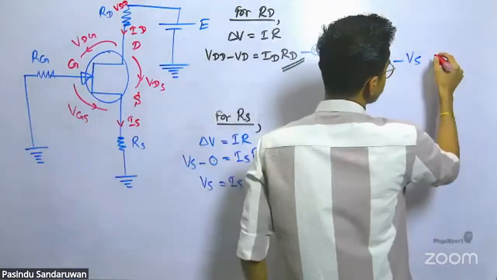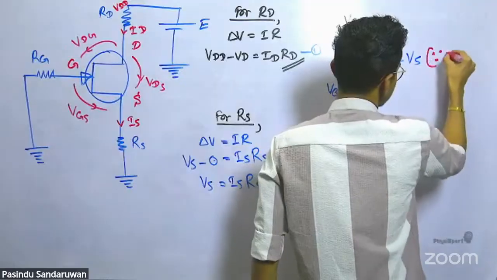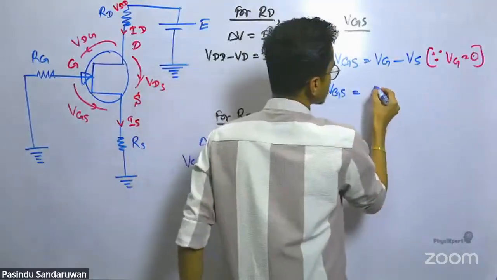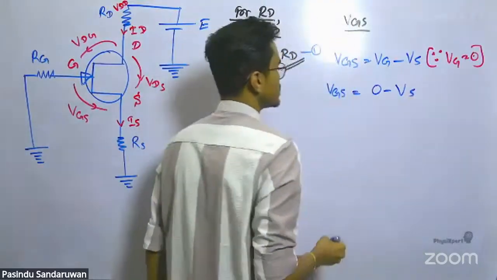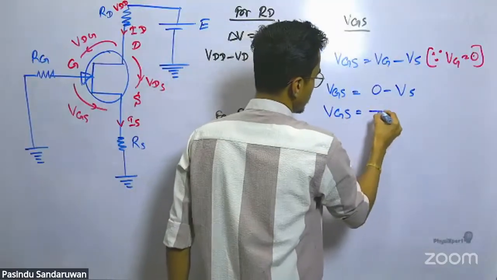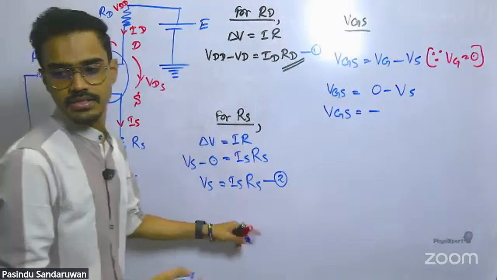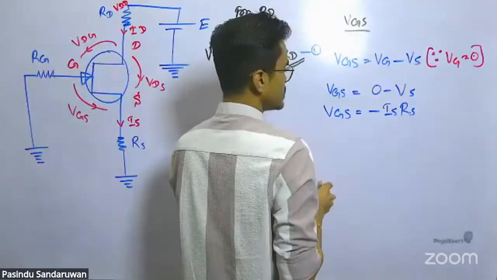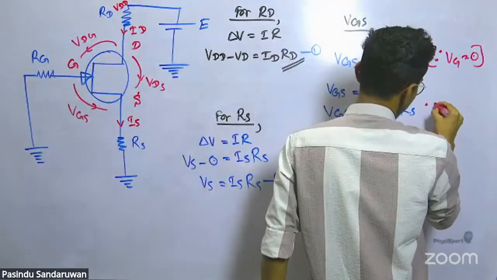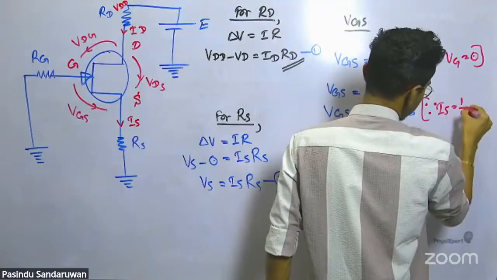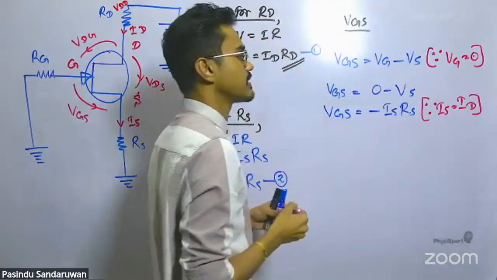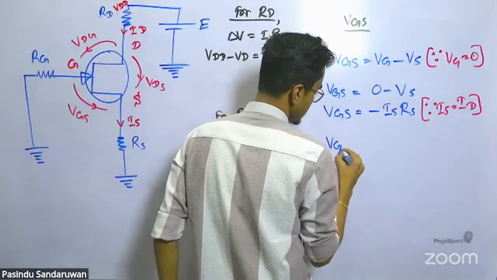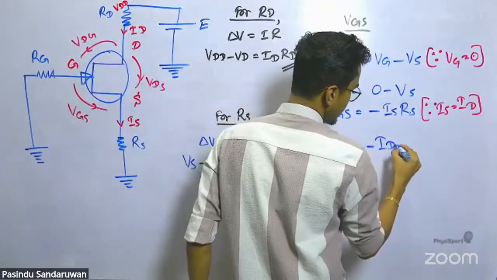Since VG equals 0, we have 0 minus VS. Then VGS equals minus VS, and VS is IS RS from equation 2. Again we know that in a unipolar transistor, always IS equals ID. If I replace IS with ID, it says VGS equals minus ID RS.